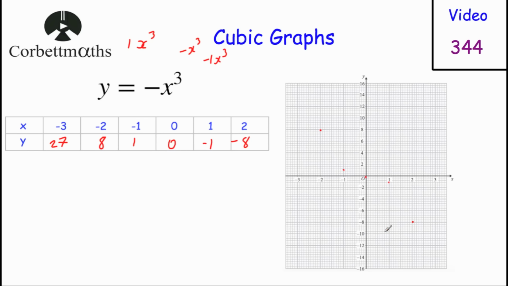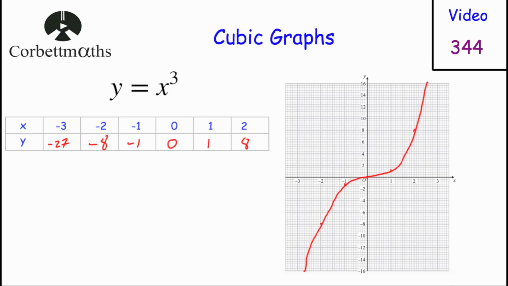Now let's plot our points. Okay, we've now plotted our points. Now let's try and draw a curve, and that's meant to be a curve. And what you'll find is it's the same as the x cubed graph, but it's just flipped around the other way.